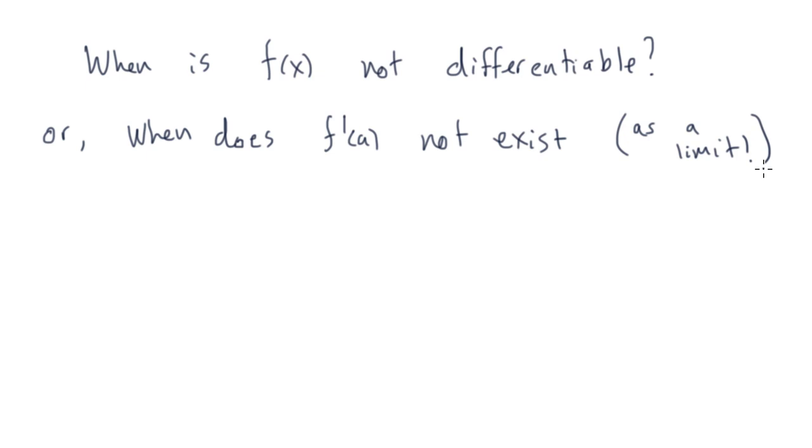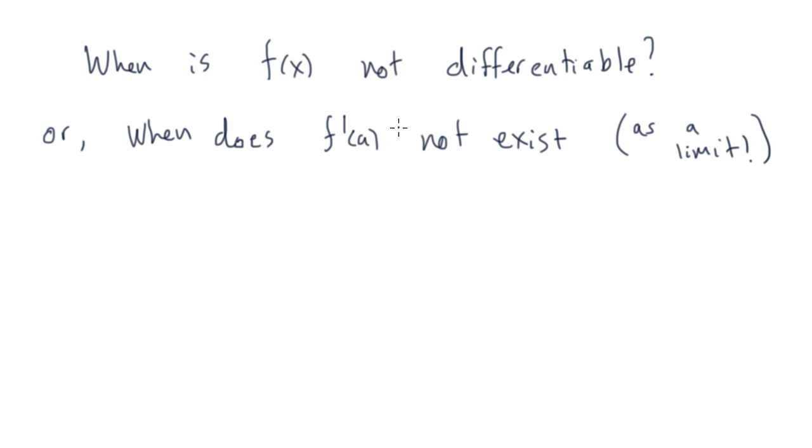When does f prime of a not exist? And when I say not exist, I mean as a limit, because this is a limit. Well, in order to answer this question, we have to think back to how a limit can not exist. There are some really complicated cases that we're not going to consider. We're really just going to consider the simplest case, when, as a limit, the left-hand limit doesn't equal the right-hand limit.